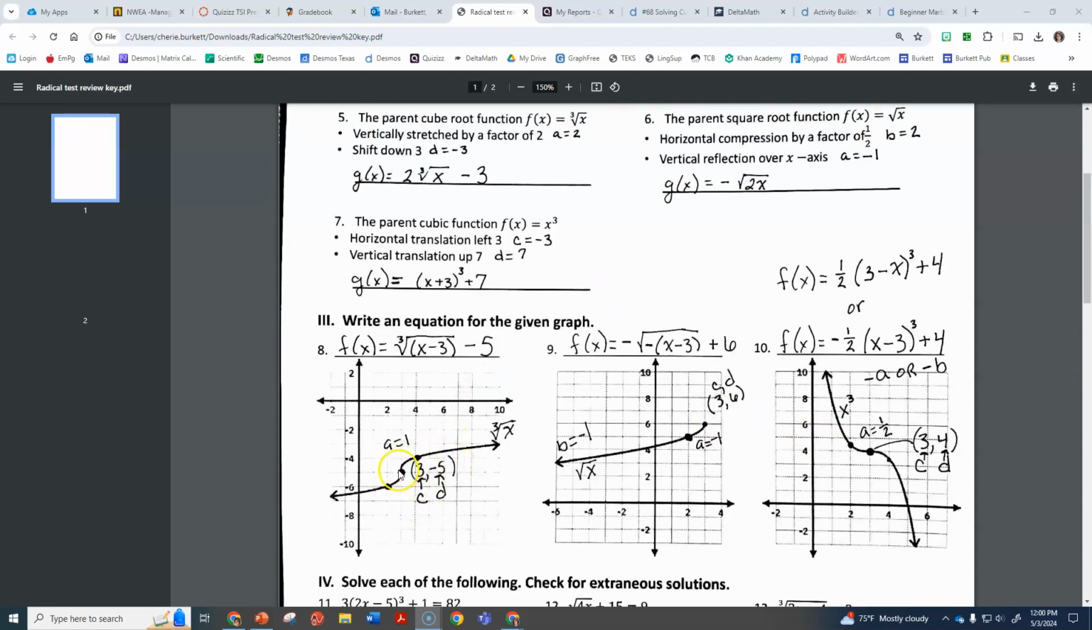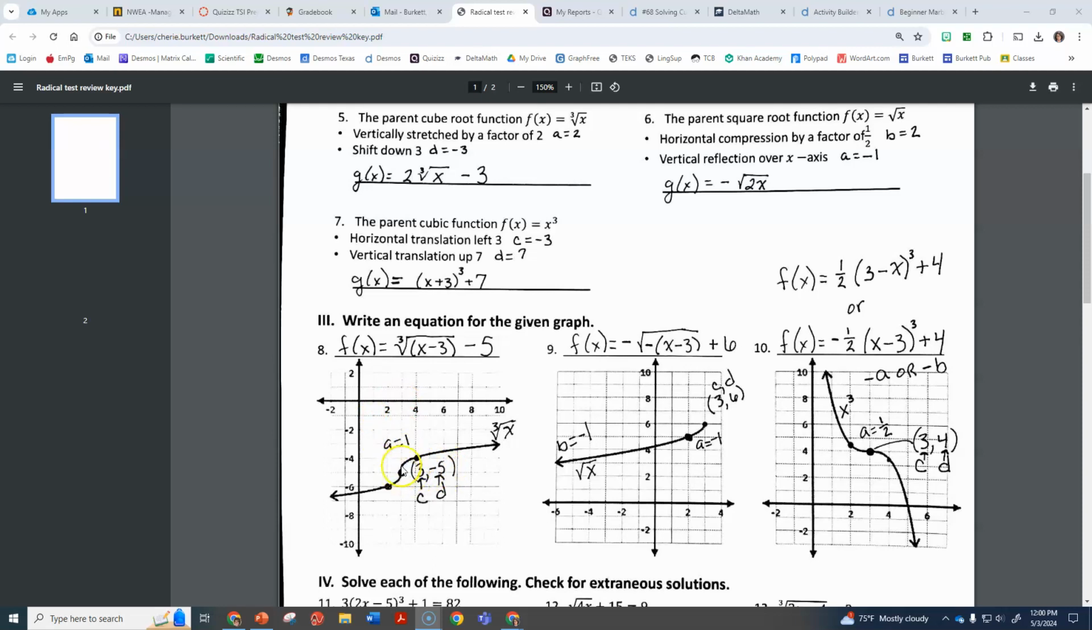So I'm looking here, I'm looking at several things. The first thing I noticed is that it is a cube root function. Then I look for where that middle number is right there. That is at 3, -5. So those are my C and D values.